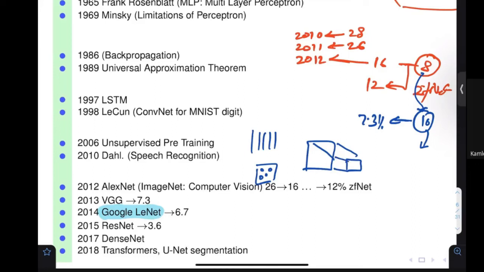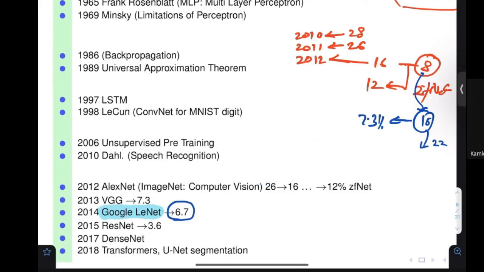So it is seeing the things from different scale variation. It has not only increased the number of layers, I think the number of layers was 22. Then using this method, by applying the concept that I'm going to see the things from different sizes, they were able to reduce the error to 6.7%.